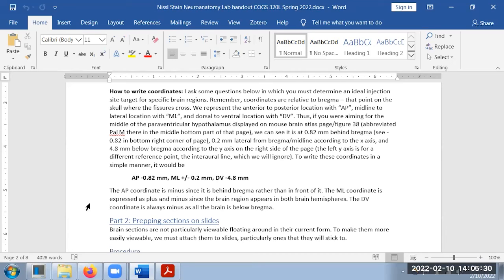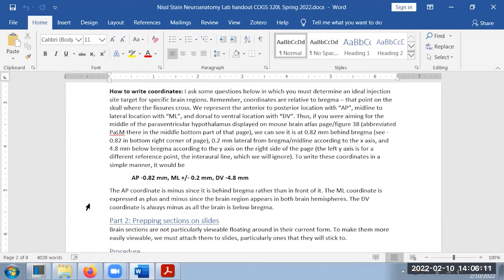ML, we decided, was about 1.8. If you were just aiming for one side, you could just leave it at 1.8 without a plus or minus sign. If you want to do bilateral, meaning both sides, both hemispheres, then you do plus/minus to denote that. And then DV, if you're using Bregma as a reference point, it's kind of assumed that you're only going to go down and not just up above the brain. Kind of silly otherwise. So I usually put negative in there, but I think it's assumed because that's the only direction you're going from 0. And so we would lower it in by about 7 or 7.2 millimeters in our DV coordinate.